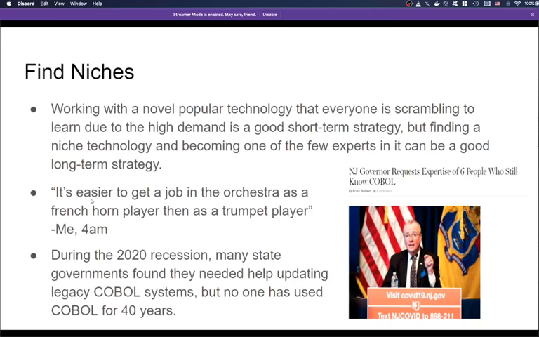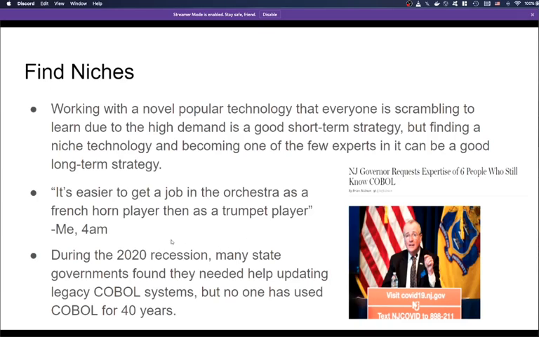Here's my 4 a.m. analogy I came up with. It's easier to get a job in the orchestra as a French horn player than as a trumpet player. Why? Because everyone is playing the trumpet, nobody is playing the French horn. It's just not as popular, but they still need one. So if you can become a master of a niche, you're going to be much more employable.